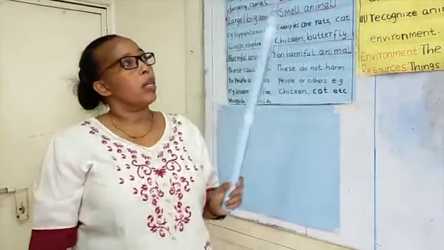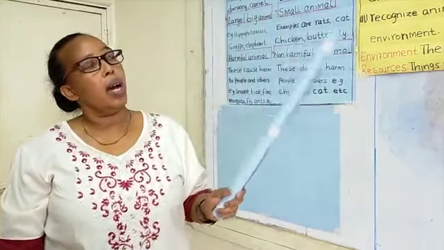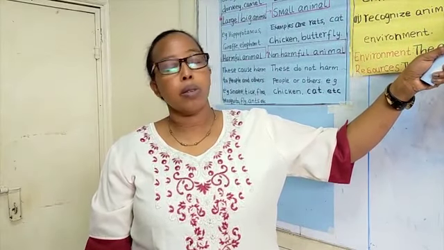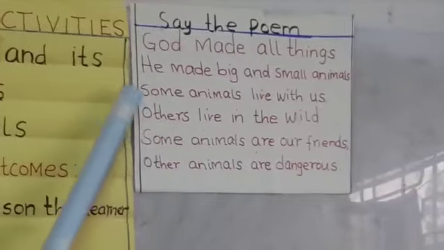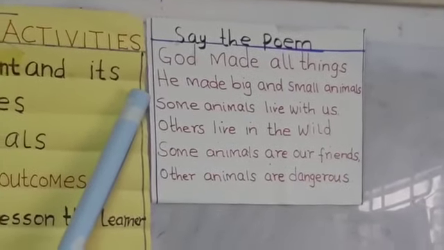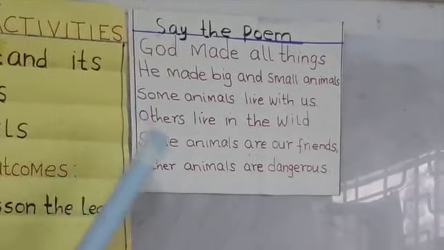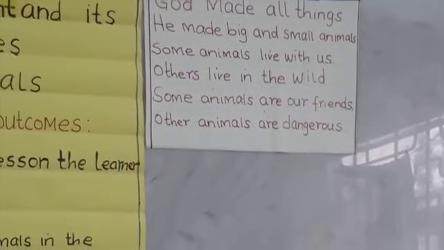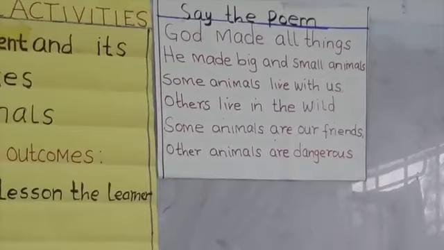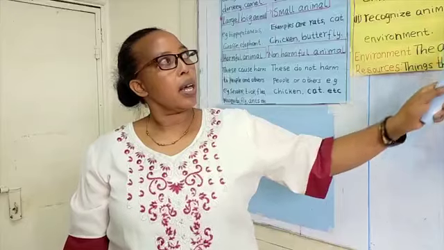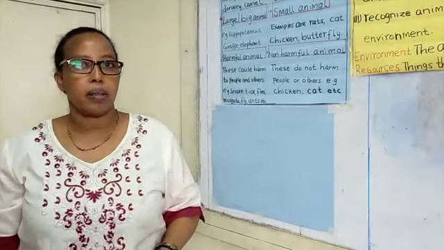Before we come to the body of our lesson, I'll start by saying a short poem, and you read after me. God made all things. He made big and small animals. Some animals live with us, others live in the wild. Some animals are our friends, other animals are dangerous.